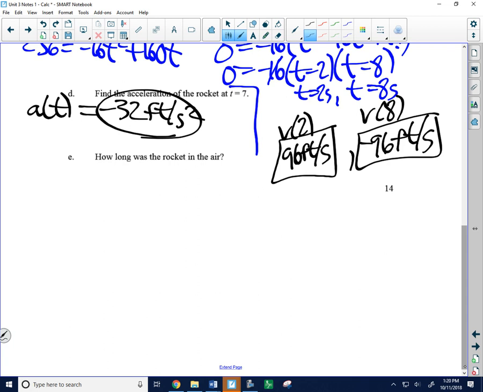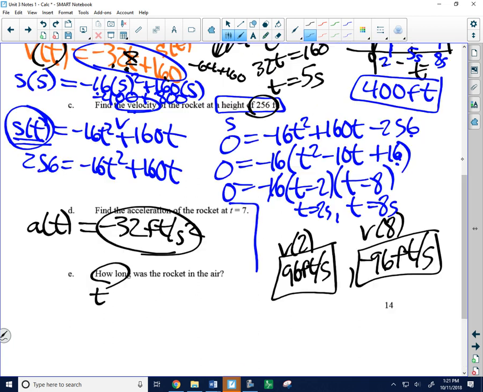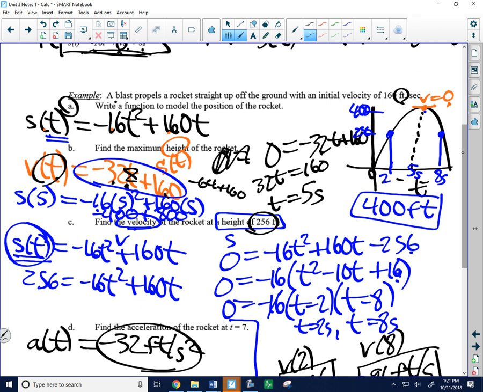Last one, how long was the rocket in the air? Okay, how long was the rocket in the air? So it's asking for time. How long? Well, the thing we know, we're trying to figure out all of this, it's finally not in the air right here. Right at the end. What's the position here? What's the height here? 0.